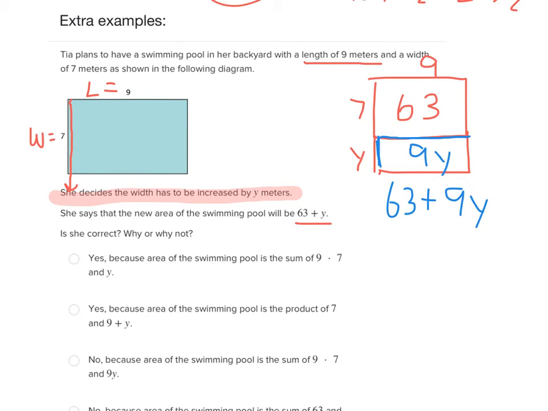So is that equal to this? No, that's 63 plus 1y. There's only 1y there, so that's different. So this is not an answer. This is not an answer. It's one of the no's.